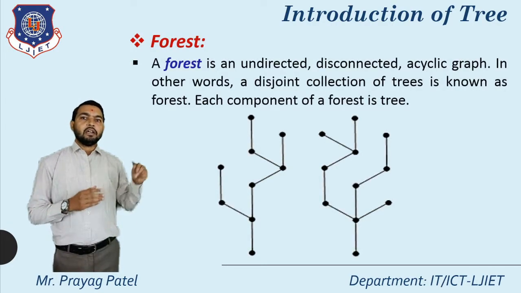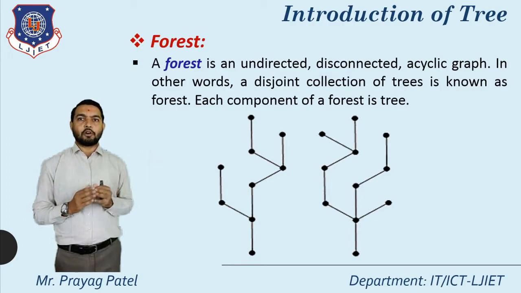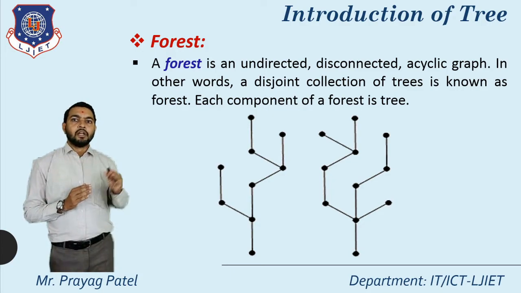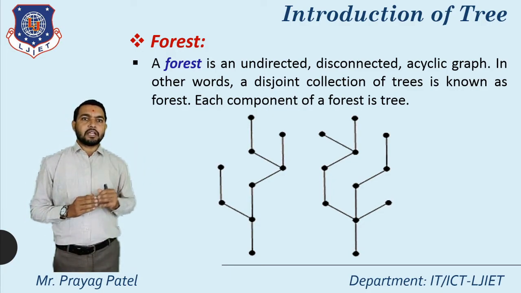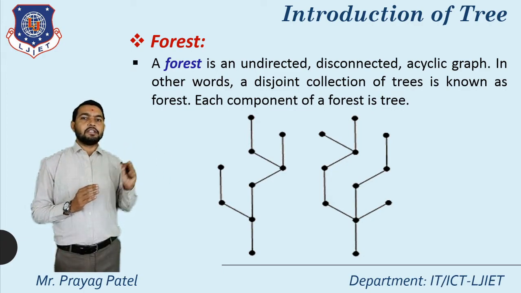Now in trees, there is one new concept, the forest. Now understand what a forest is. A forest is an undirected, disconnected, acyclic graph. So here no cycle is available, the graph is disconnected, and the graph is undirected. In other words, a disjoint collection of trees is known as a forest. Each component of a forest is a tree.